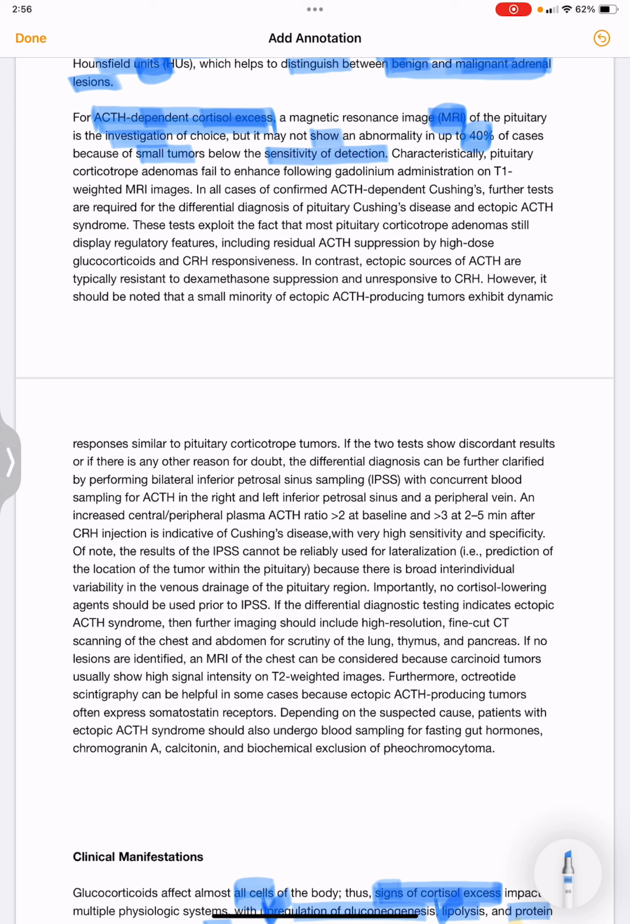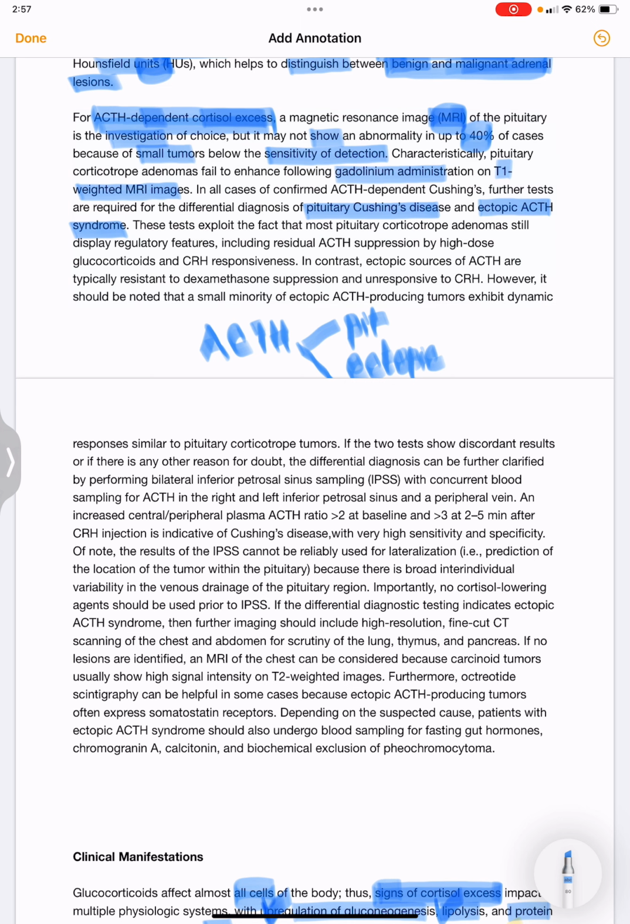Characteristically, pituitary corticotrope adenomas fail to enhance following gadolinium administration on T1 weighted MRI images. And in all cases of confirmed ACTH dependent Cushing's, further tests are required for the differential diagnosis of pituitary Cushing's disease and ectopic ACTH syndrome. Once we have found that ACTH is high, we have to differentiate where this ACTH is coming from: either from the pituitary or from ectopic secretion of ACTH.